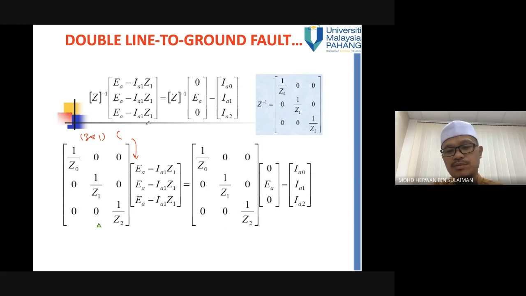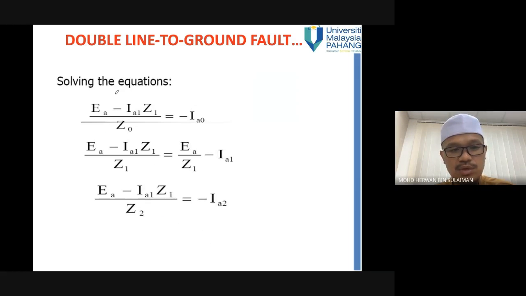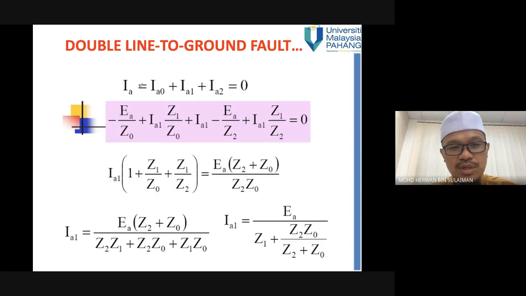Okay, to cut it short, you can use the max expansion. So finally, at the end of the day, when you solve these things, you can get your equations like this: EA minus IA1 Z1 divided by Z2, Z0 is equal to minus IA0. This one is EA, this one is IA1, and this one is IA2. Similarly, our signal IA is constituted of zero sequence, positive sequence, and negative sequence, which is equal to 0.